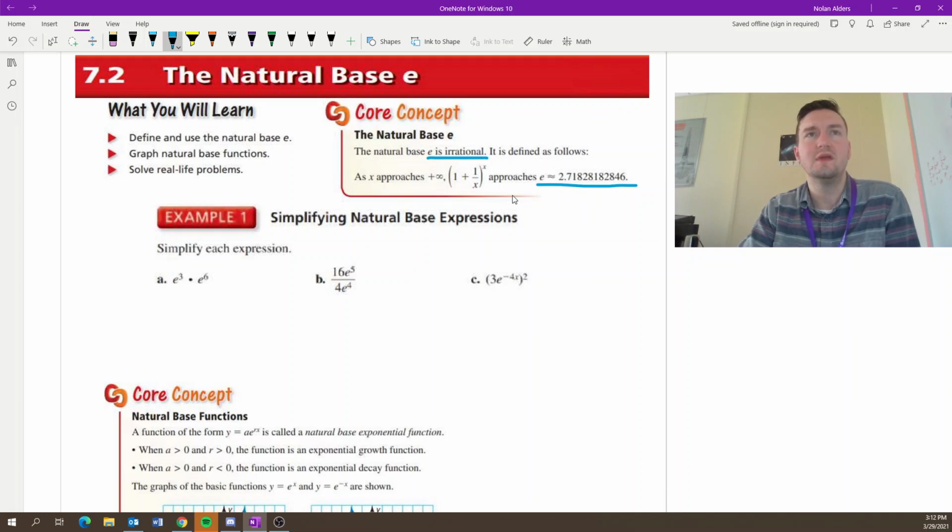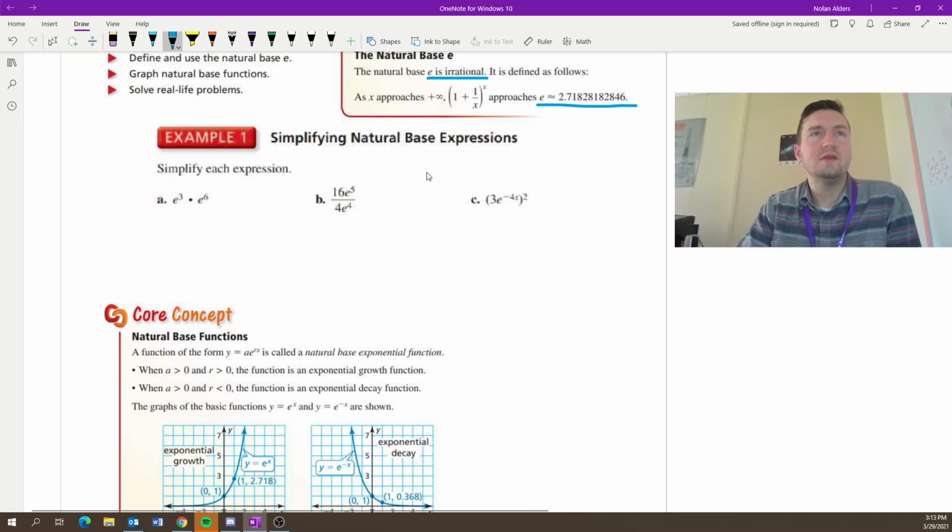Anyway, here it is. But it's irrational, so that means it keeps going. That's why we're saying it's approximately equal, because the decimals keep going forever. And it's defined as when x approaches positive infinity, then (1 + 1/x)^x approaches this, e. So e is an asymptote. But let's just look at how we could use it.